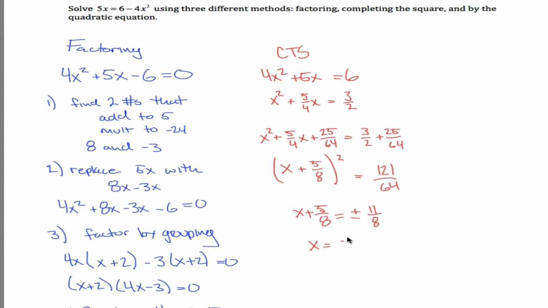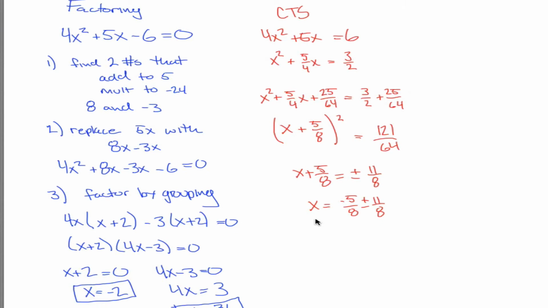If you subtract 5/8 from both sides of the equation, you will have isolated the x. So we'll get our solutions. There are two of them: -5/8 plus 11/8, or -5/8 minus 11/8. Well, let's see what those look like.